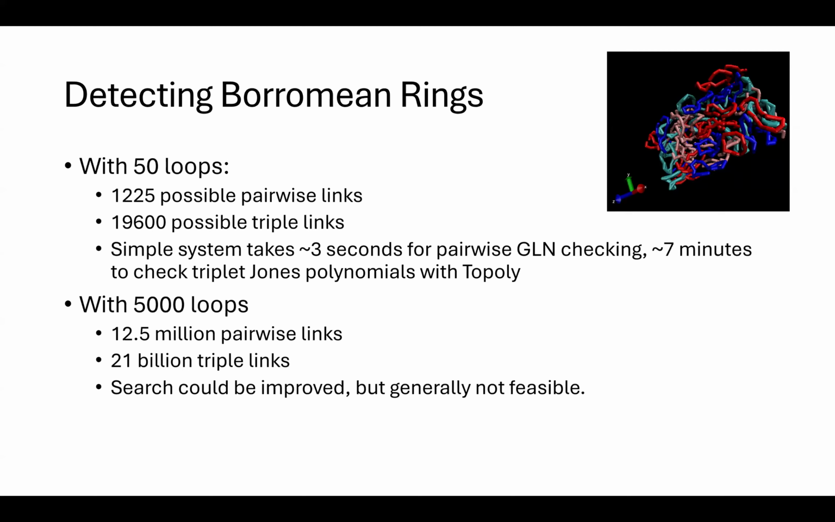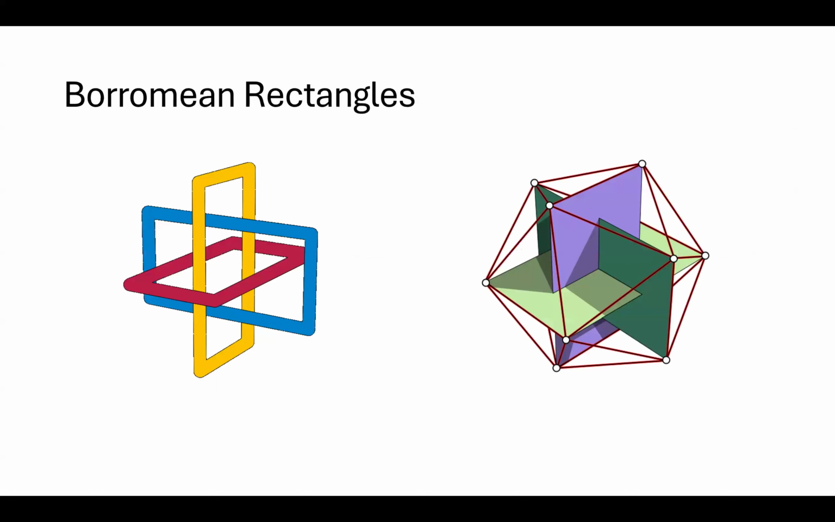So with 5,000 loops, there's 12 million pairwise links and 21 billion triple links. So you can maybe argue that I didn't give this a fair shake and didn't really optimize it, but it's not really feasible to do this at this time using the Jones polynomial.